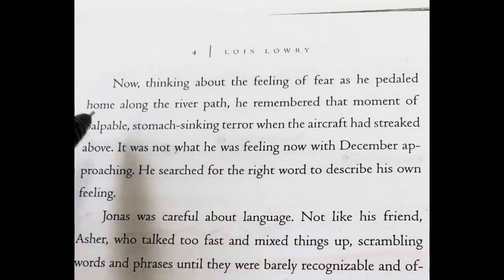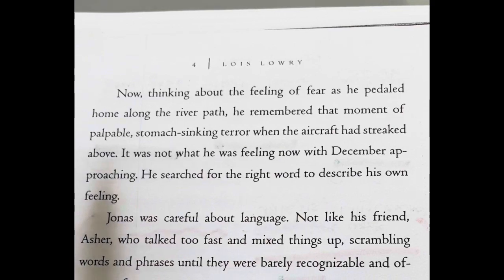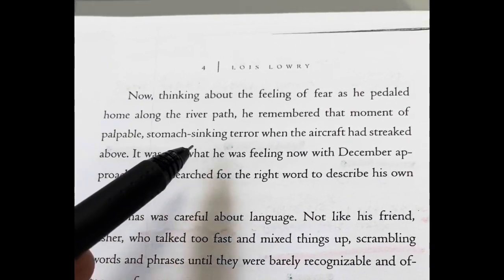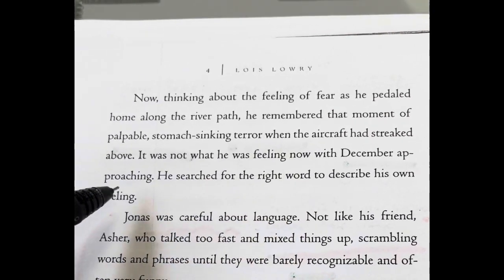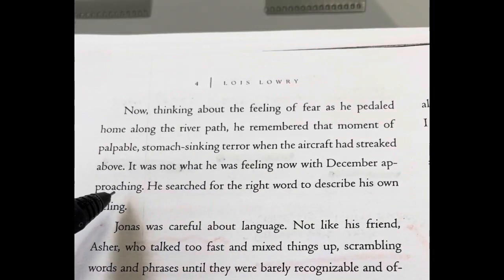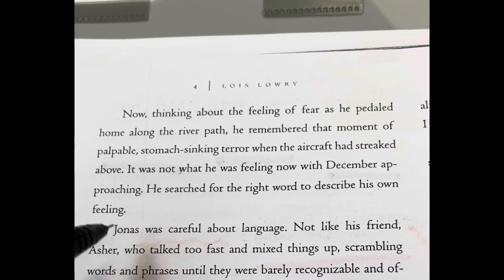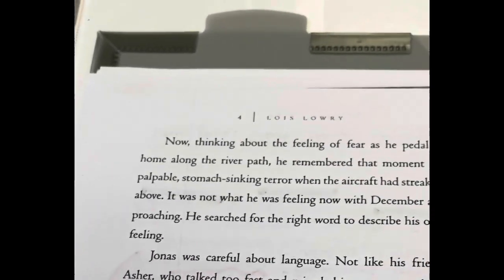Now, thinking about the feeling of fear as he pedaled home along the river path, he remembered that moment of palpable stomach-sinking terror when the aircraft had streaked above. It was not what he was feeling now with December approaching. He searched for the right word to describe his feeling. Jonas was careful about language.